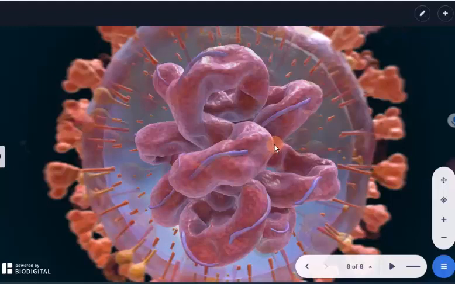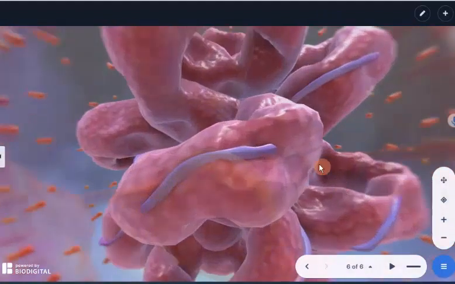COVID is one of the family of SARS viruses, Severe Acute Respiratory Syndrome. This is also called COVID today because this is the second part of this family of the SARS virus. I would like to show you this structure. Just look at these structures.